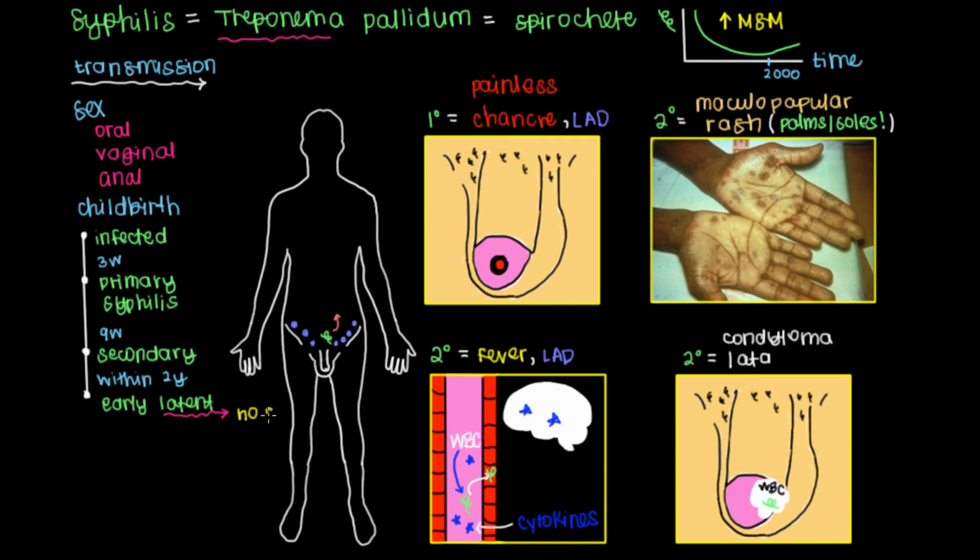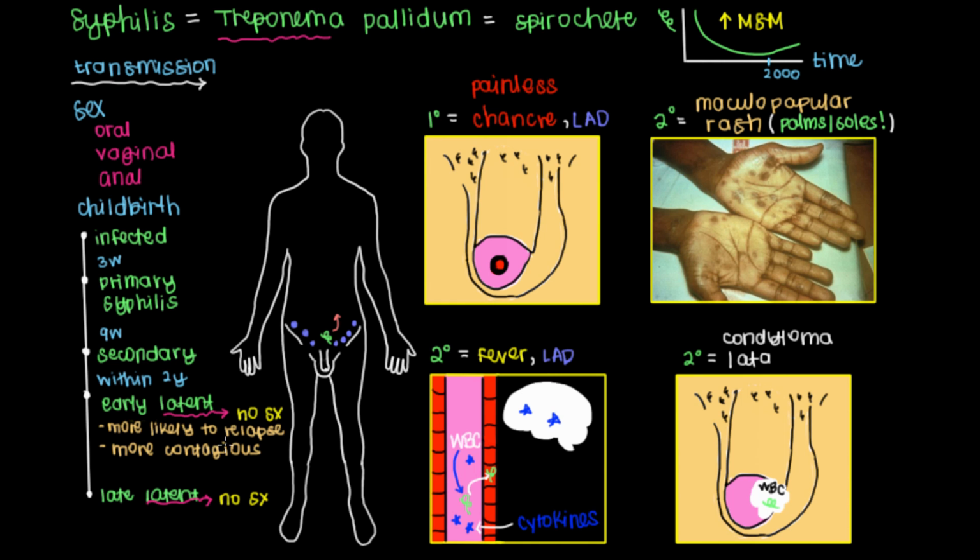So there are no symptoms, and I'll abbreviate symptoms as SX. The same holds true for the next stage of syphilis, which is referred to as late latent syphilis. So here too we have no symptoms. But the other differences are that early latent syphilis is more likely to have a relapse of symptoms, so more likely to relapse, but also early latent syphilis is more contagious than late latent syphilis.